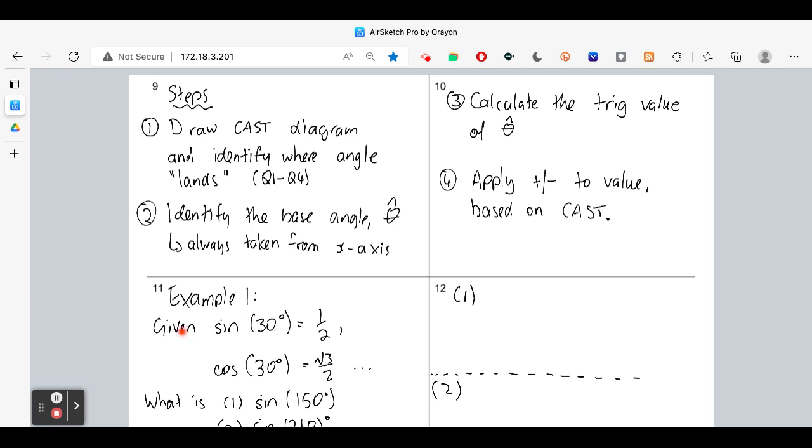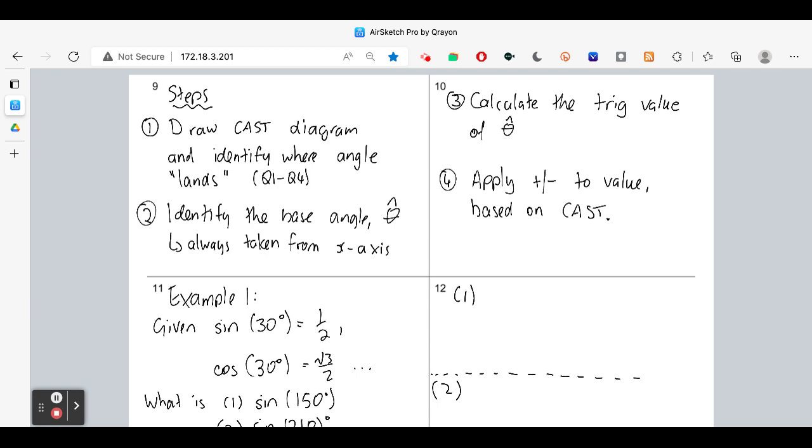given that sine of 30 degrees is a half and the cosine of 30 degrees is √3/2. These are exact values as opposed to approximations. What is, and we've got 4 possible values here, so what is sine of 150 degrees? So this is how we would solve that one.